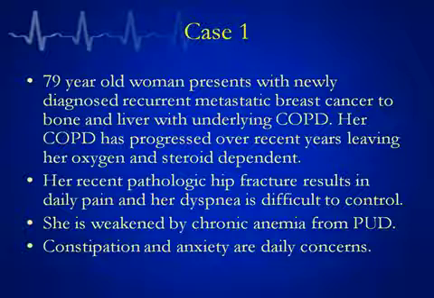You have a 79-year-old female who presents with newly diagnosed recurrent metastatic breast cancer, which has metastasized to the bone and liver. She's got a history of underlying COPD, and her COPD has progressed over recent years, leaving her both oxygen and steroid dependent on a daily basis. She has a recent pathologic hip fracture, which results in daily pain, which at times can be excruciating, and her dyspnea from her COPD is difficult to control. She's also weakened by chronic anemia from peptic ulcer disease, and in addition to her chronic pain syndromes, constipation and anxiety are daily concerns. And this is how you see folks coming into the ED.